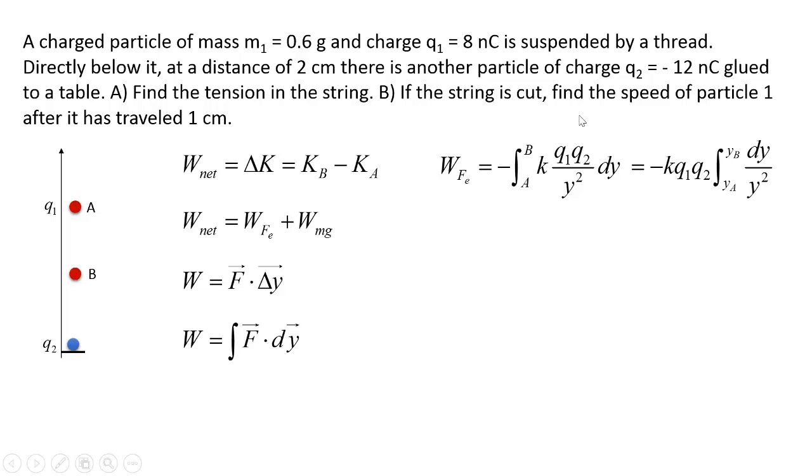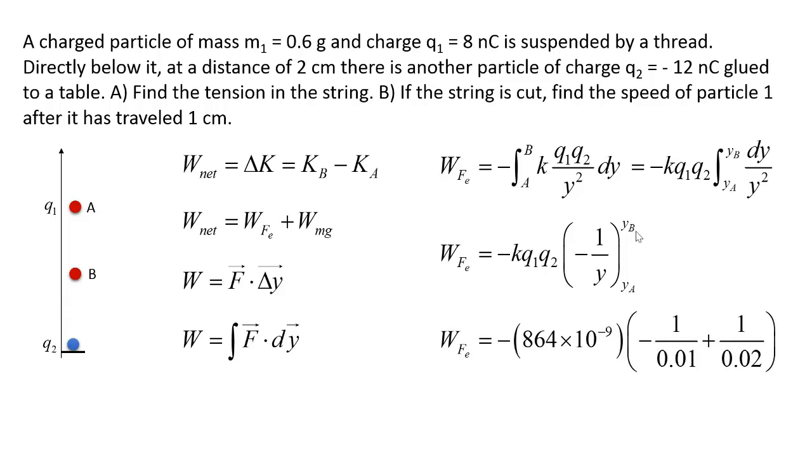And then the integral that is left is the integral from the initial position, which is the position of point A, to the final position, which is the position of point B, of dy over y squared. That is a very easy to solve integral, and the value of that integral is -1 over y between the limits of integration for the initial and final position.